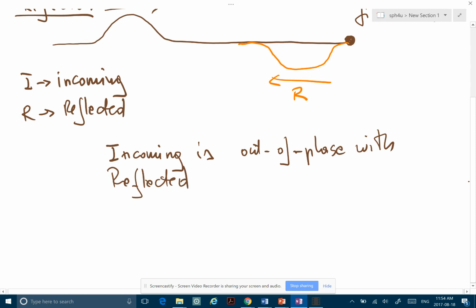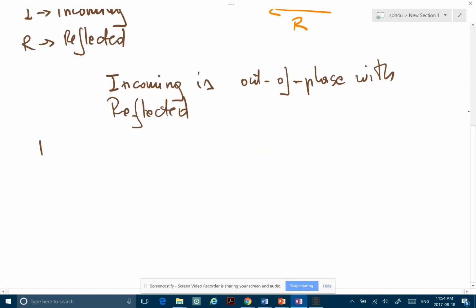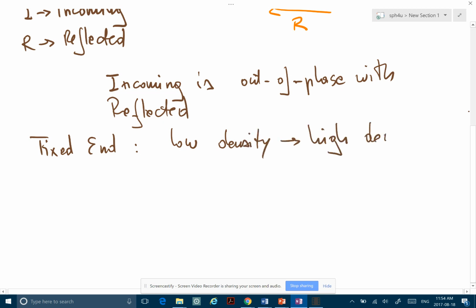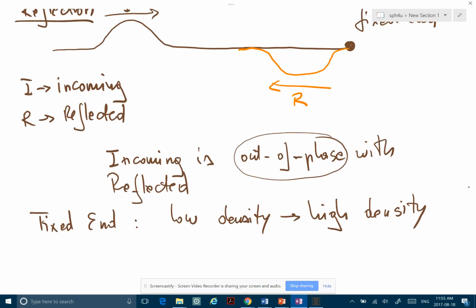All right, so when we have a fixed end, what does fixed end mean? Fixed end means that you're going from low density to high density. In terms of light, that is related to index of refraction. Okay, so this out of phase, what does it mean? It means that the two pulses are completely opposite. They are behaving the opposite. When one goes up, the other one goes down.